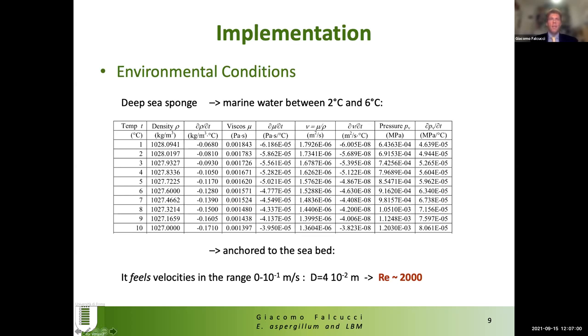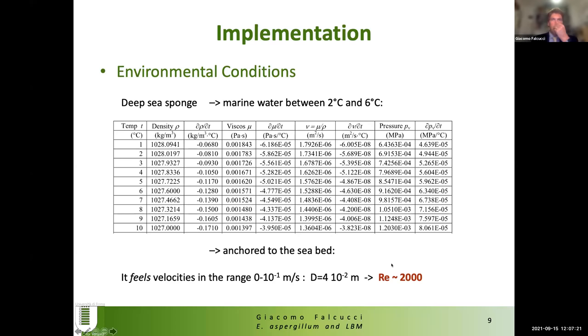And given the dimension, the Reynolds number we computed is in the order of 2,000, okay? So this gives an idea of the regime that this organism feels.